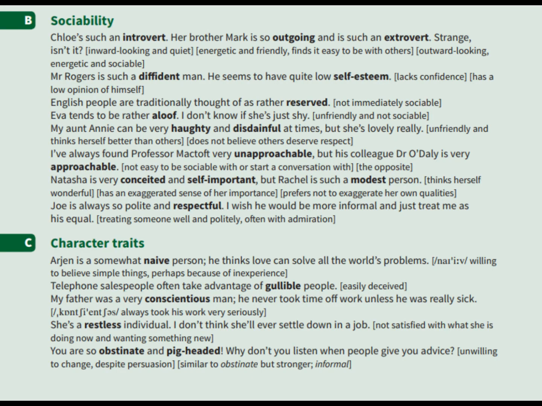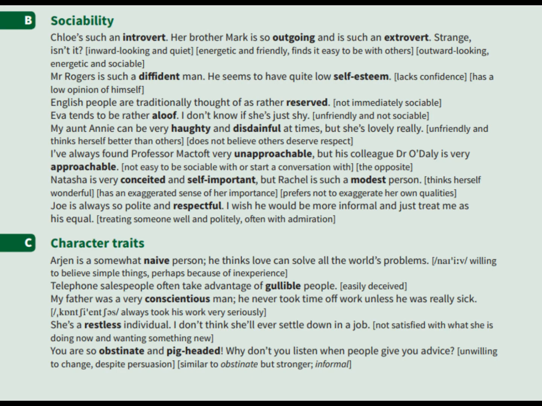Someone who is aloof appears unfriendly and unsociable. Eva tends to seem aloof, although she may simply be shy. A haughty person behaves as though they are better than other people. A disdainful person appears to believe that others do not deserve respect. For example, my Aunt Annie can be very haughty and disdainful at times, but she is lovely really.